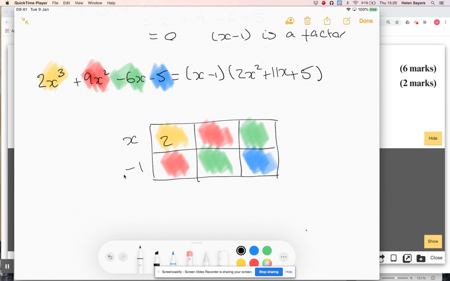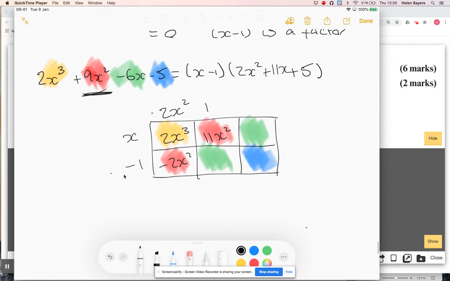So that needs to be 2x cubed, which means that must be 2x squared. If that's 2x squared, times minus 1 is minus 2x squared. I need 9x squared, so that's going to have to be minus 2x squared plus 11x squared. If that's supposed to be 11x squared, that will have to be 11x, so that times that gives me 11x squared. If that is 11x, 11x times minus 1 gives me minus 11x.